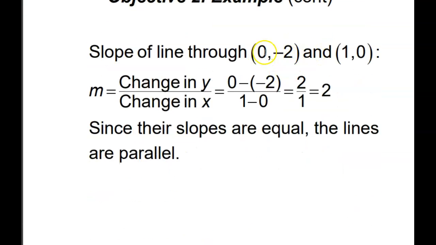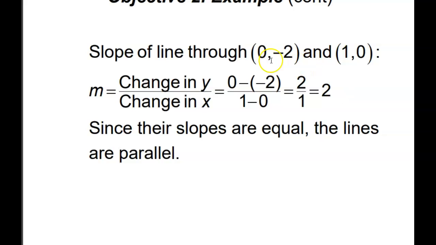So this is x1, y1, x2, y2. I do y2 minus y1. Be careful of your signs. 0 minus a negative 2 is not the same as 0 minus 2. I end up doing 0 plus a positive 2 and I get a 2. 1 minus 0 is 1. And I do get 2. So these slopes are equal. So the lines are parallel.